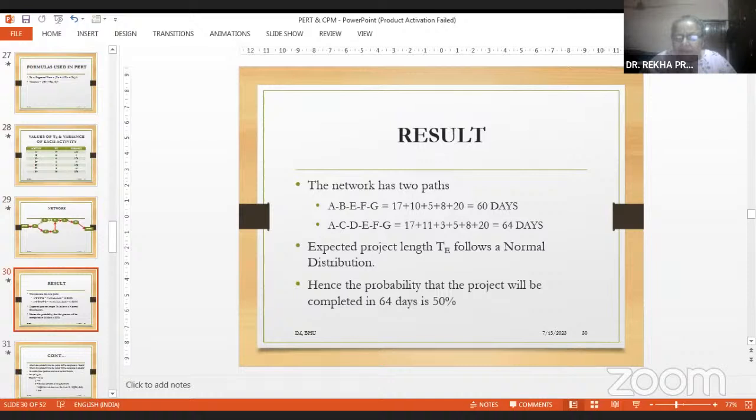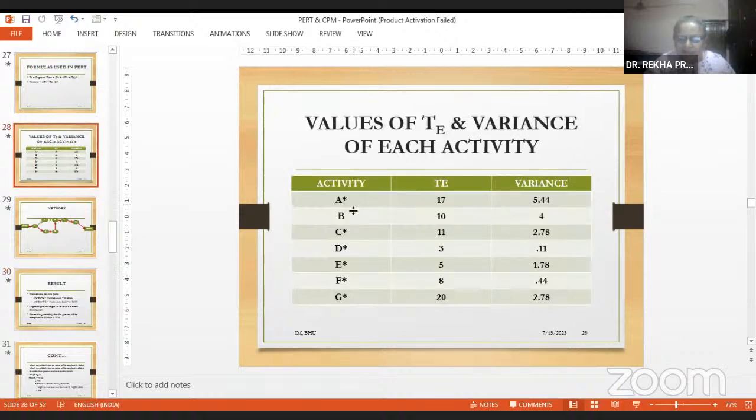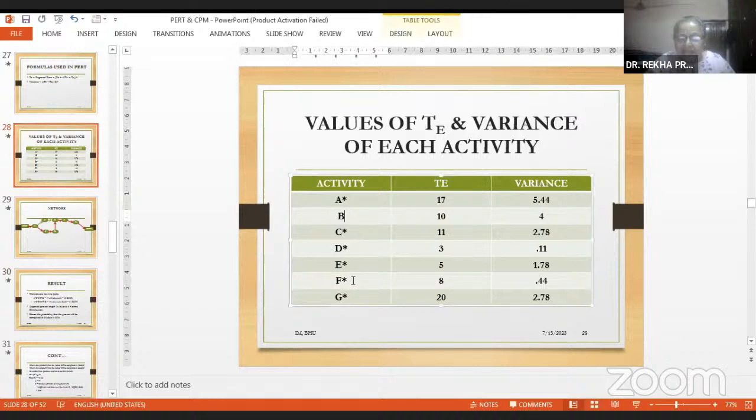One is A, B, E, F, G, which comes to 60 days. The other is A, C, D, E, F, G, which comes to 64 days. So this is the longest path. So this is the critical path. That is why we have put a star on it. A, C, D, E, F, G. This is the critical path.